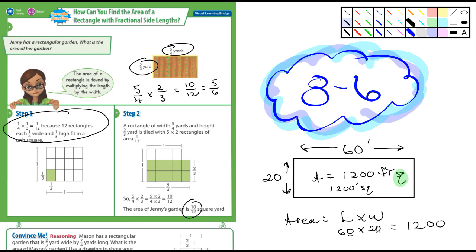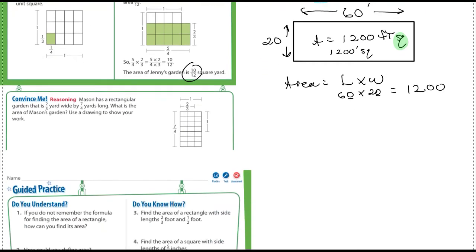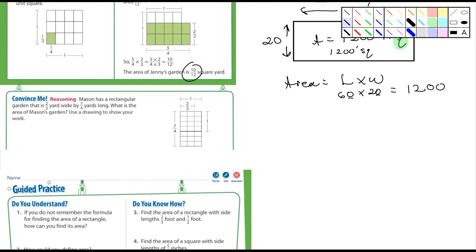And then it says it has a width of 5/4 yards and a height of 2/3. And again, they just modeled that right here. So if those help you, that's great. You guys can use models if you want. But you know how to multiply fractions together now. Often I just think that's the easiest way. To convince me, what have we got here?